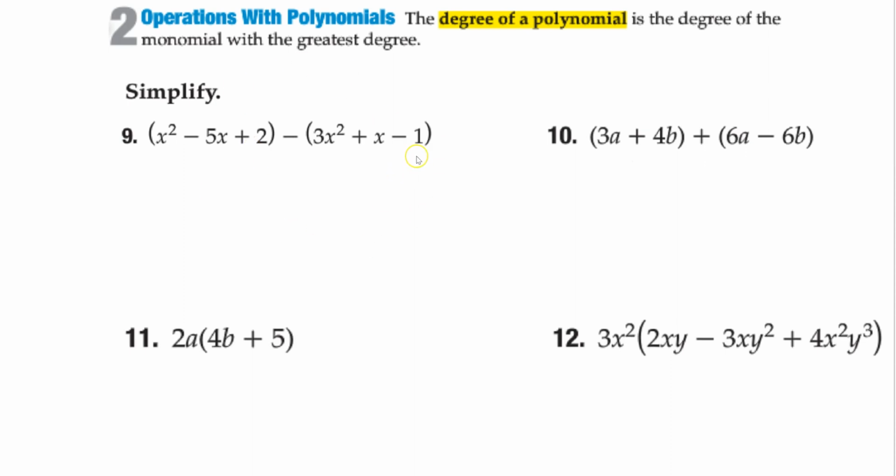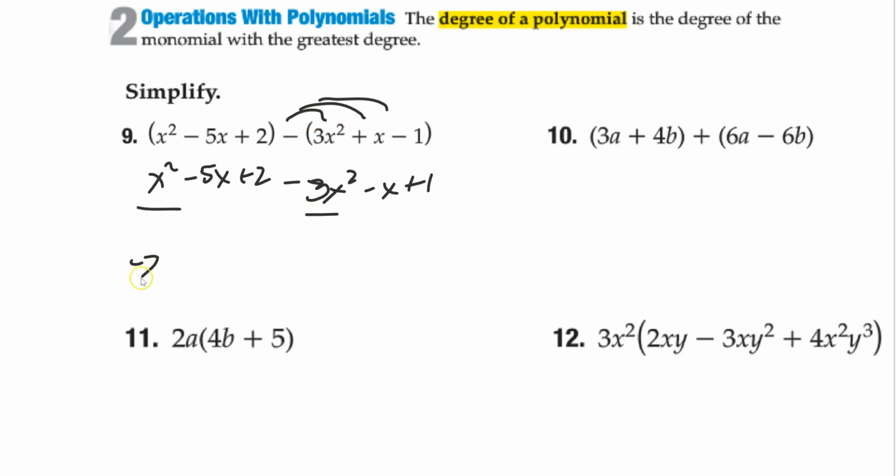Now let's simplify some polynomials. It's pretty straightforward. And then we're going to name the highest degree of each. For this first one, let's distribute this negative. So we're going to get x squared minus 5x plus 2 minus 3x squared minus x plus 1. Distribute the negative, and then all we do is add up like terms. I can add the x squares together, because they're both x squares. I can add the single x's together. And I can add the constants together, plus 3. So that's me simplifying the polynomial. Distribute, and then add like terms. The highest degree is the highest power, so 2.